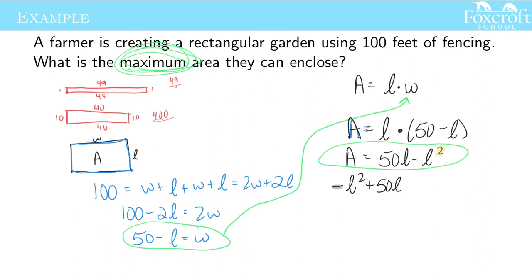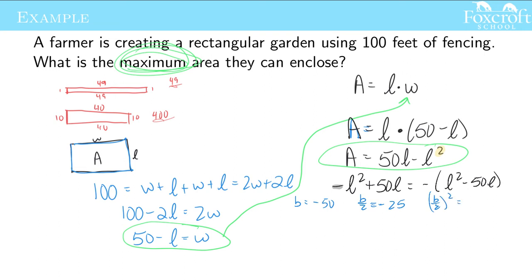So now I have to go through the same steps again. That negative makes things a little bit more complicated. So the first thing we do is factor the negative out: L squared minus 50L. All right, now we can divide by 2, and then we square it.